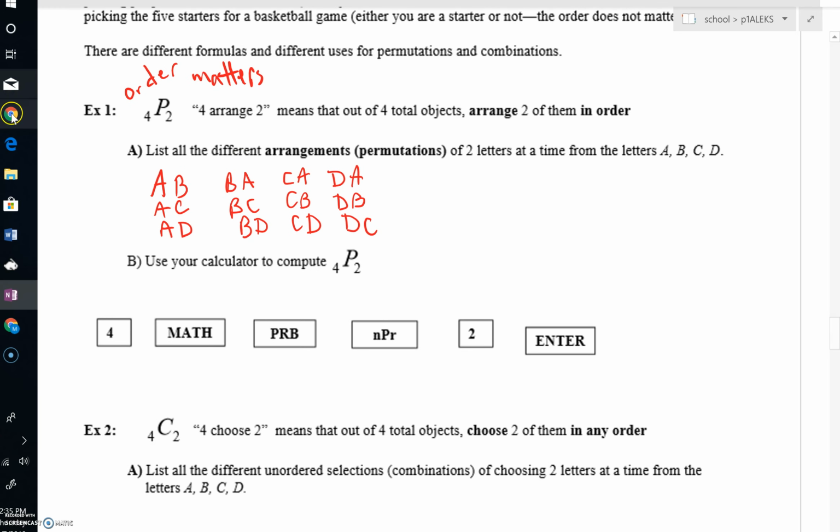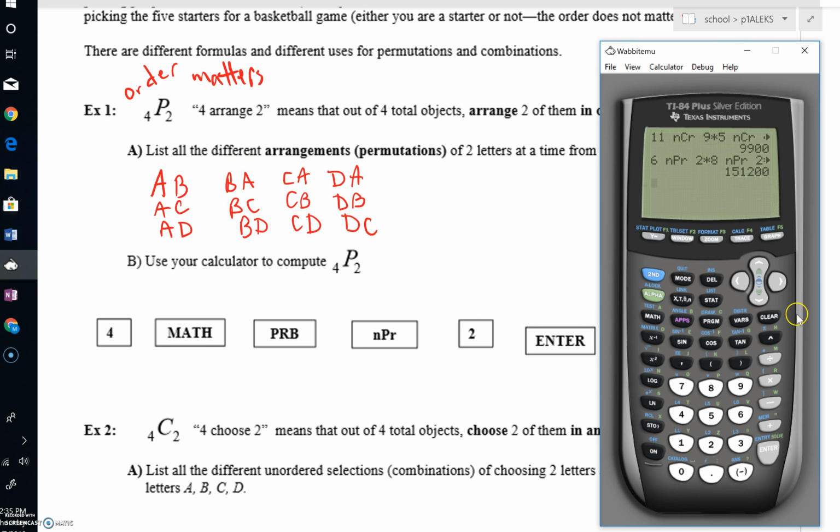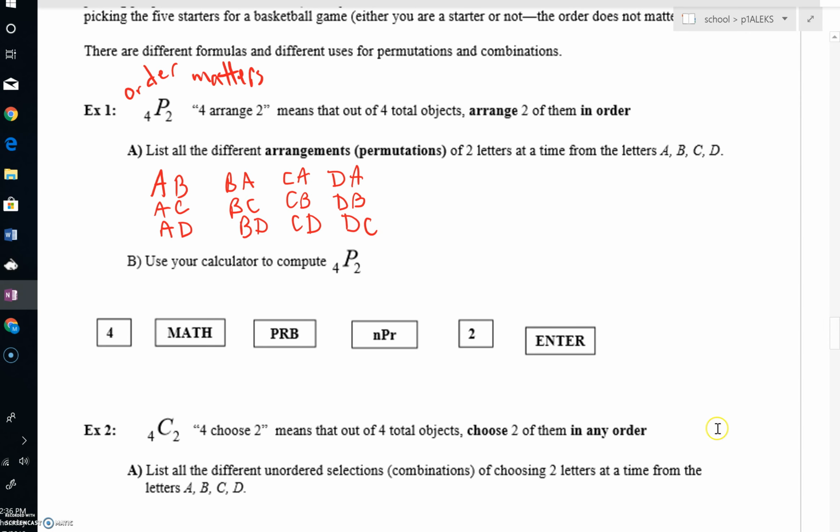Can we do this on the calculator? Yes. In fact, that's super important. We want to walk you through it. Always start with the big number first. That's 4. Go to Math, left arrow over here to PRB, then you go to nPr, and you hit a 2, 4 nPr 2. Hey, we get 12 just like you would have counted right above.